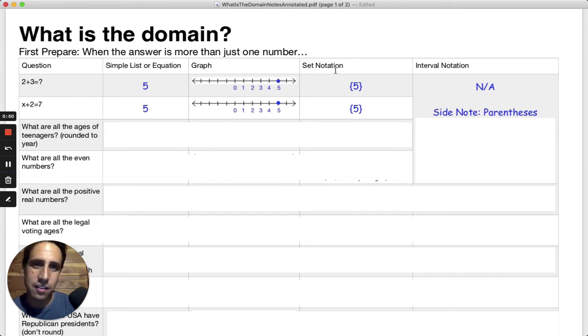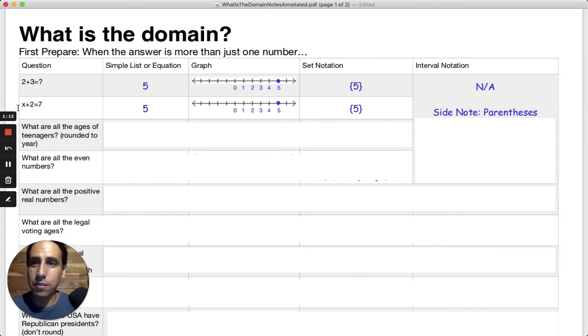A set is basically a collection. It's like a bag that you can put things in. And in this particular bag, in this particular collection, in this particular set, there's only one thing in it. There's only one element, and that's the number 5. And so that's what this would look like. Anytime you see these curly braces, that means set notation. This is a set, and it has one thing in it, 5.